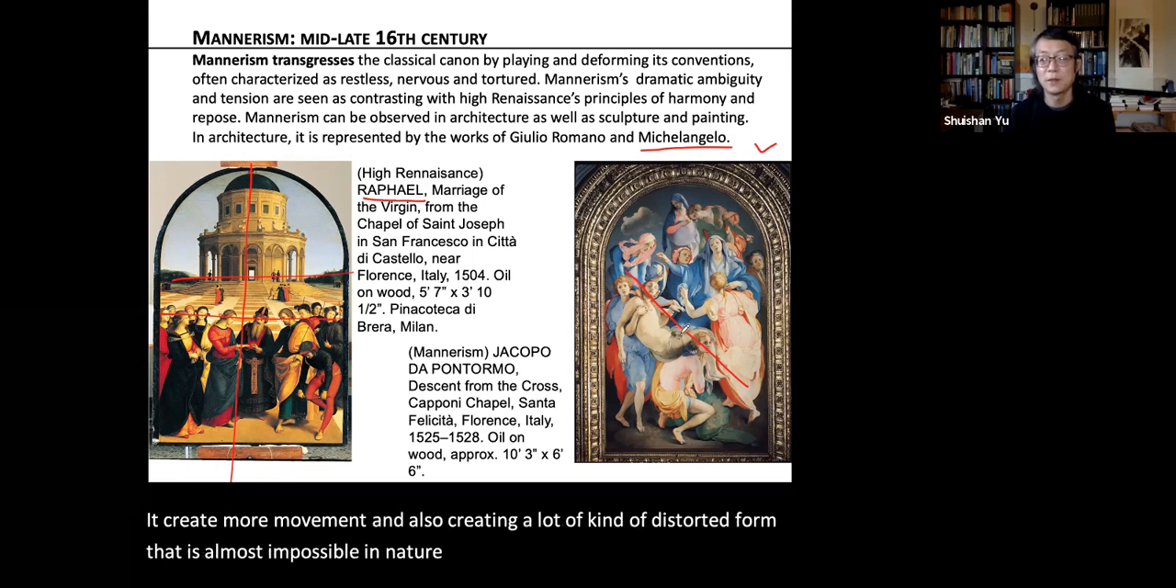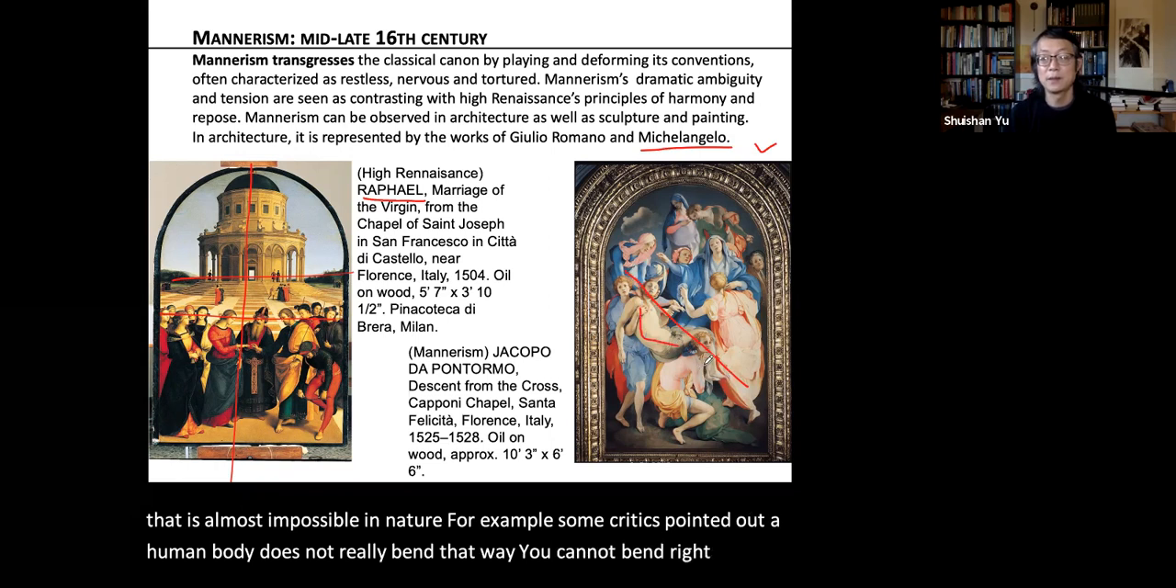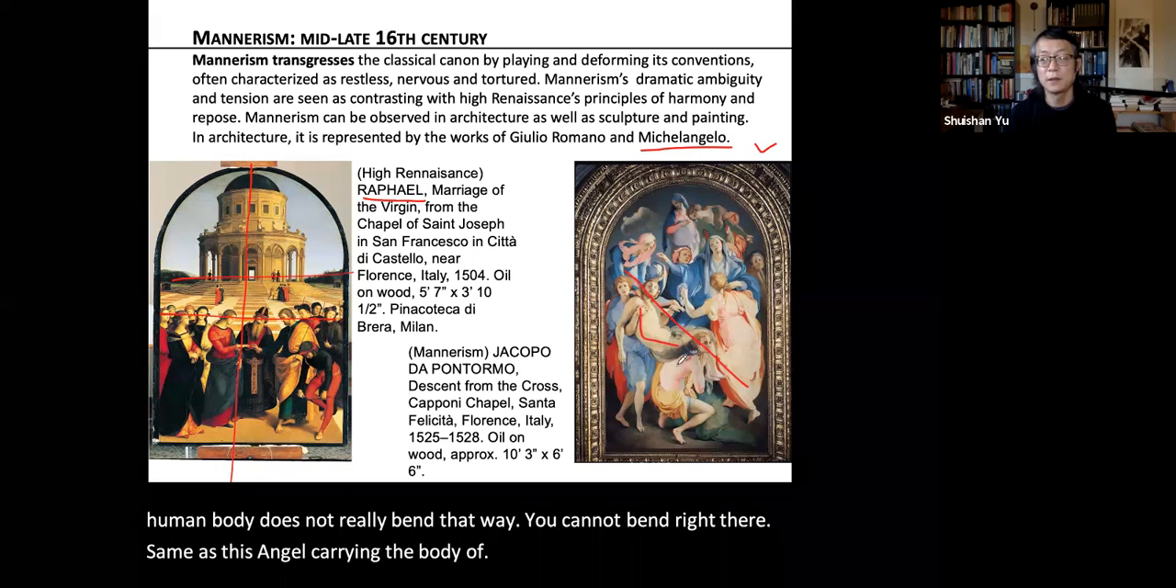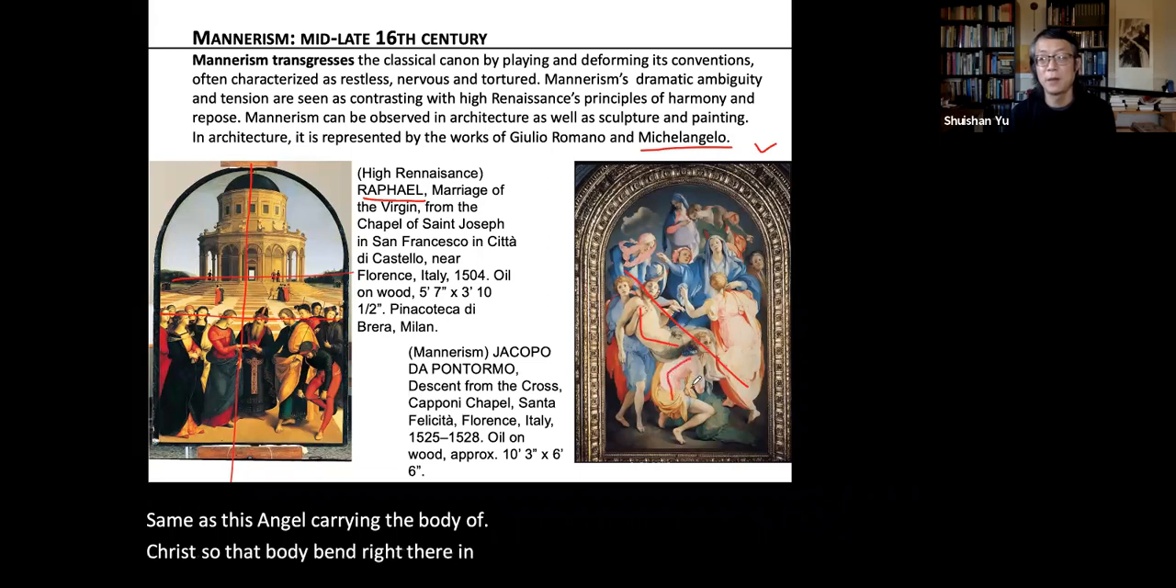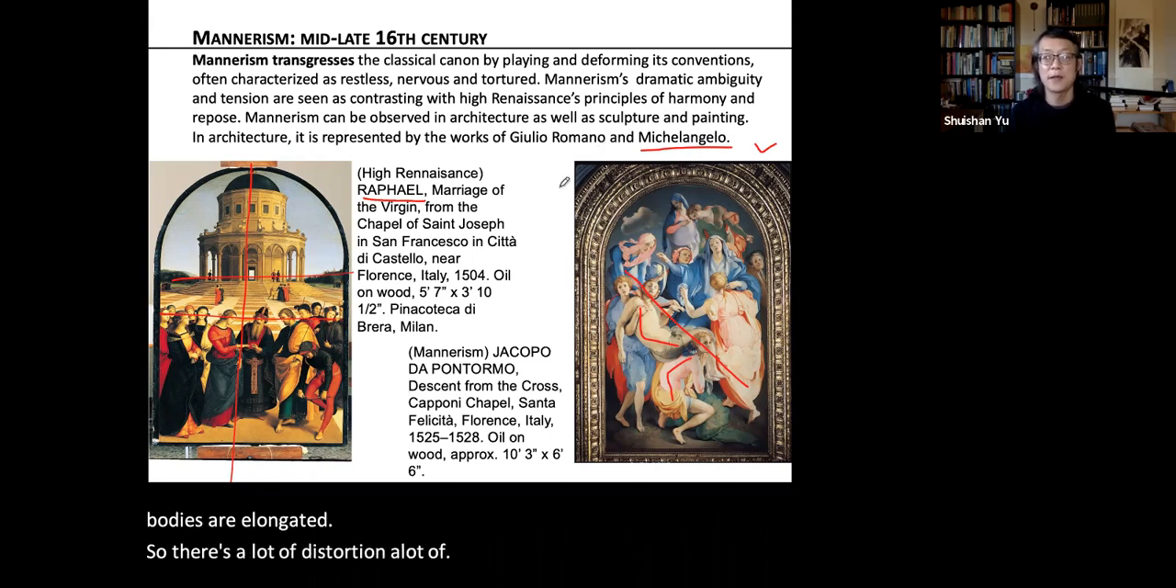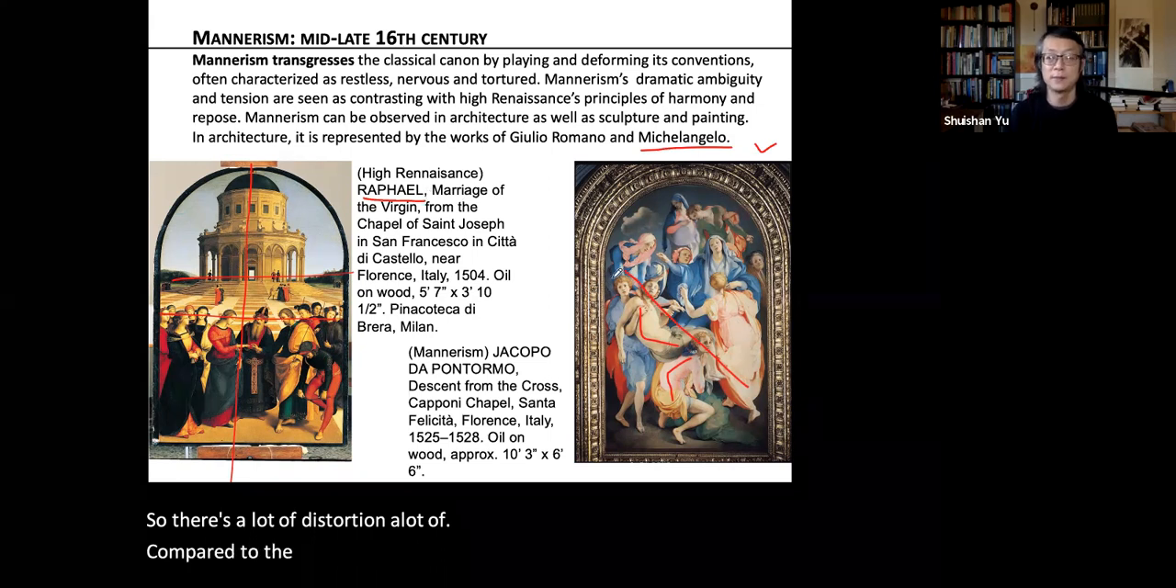For example, some critics pointed out, a human body does not really bend that way. You cannot bend right there. Same as this angel carrying the body of Christ. So that body bends right there in the middle of the upper body. It is kind of impossible. And also, all the figures have super small heads and the bodies are elongated. So there's a lot of distortion, a lot of exaggeration, compared to the high Renaissance classicism.